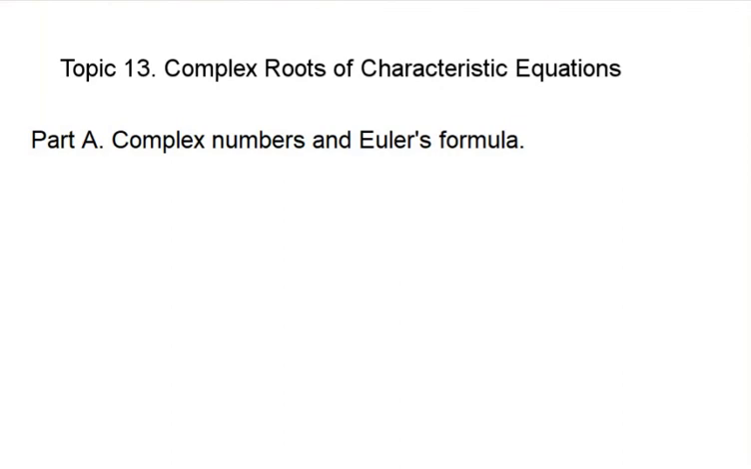For this recording, I will be talking about complex numbers and Euler's formula, which will be useful for the study of solutions of differential equations. And then in the second recording for part B, we'll apply the formulas here to solve differential equations. So many of you may have seen complex numbers already, but here is a quick review.